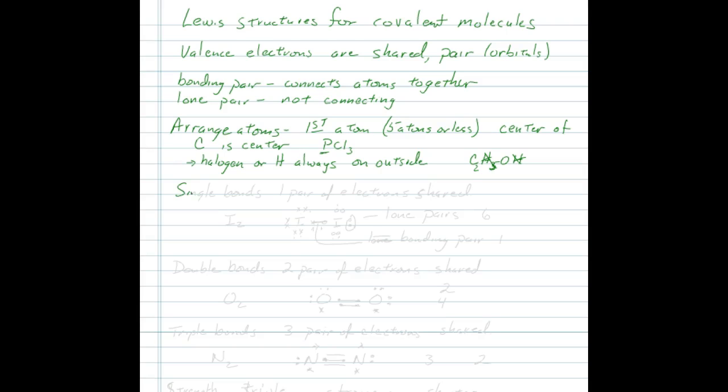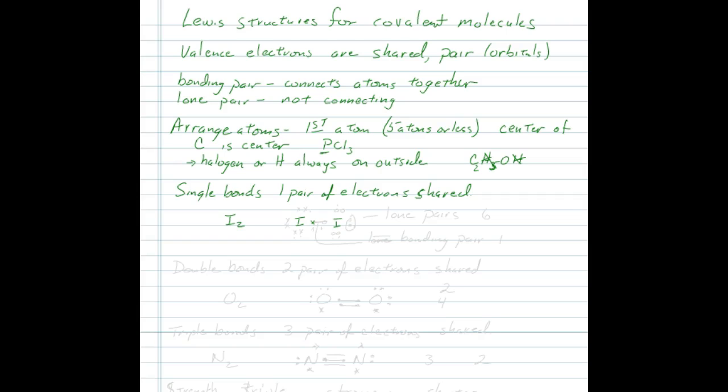Single bonds have one pair of electrons shared between the two atoms. An example would be I2. Iodine, there's 2 of them, so you write down an I and an I, and do a Lewis dot diagram. Iodine has 7 valence electrons, so you always put a single one towards the other atom and fill it in.